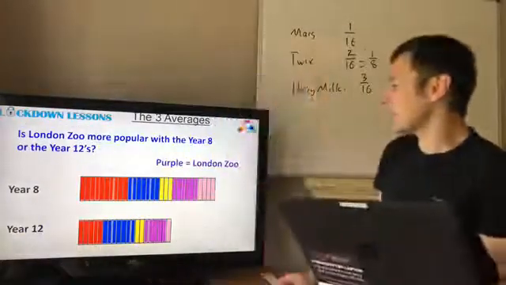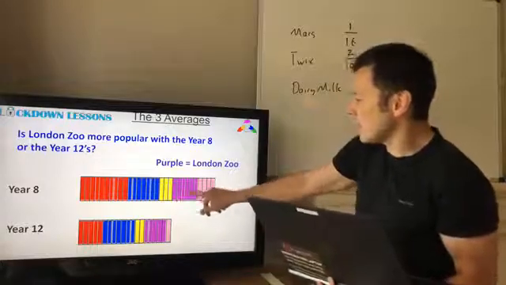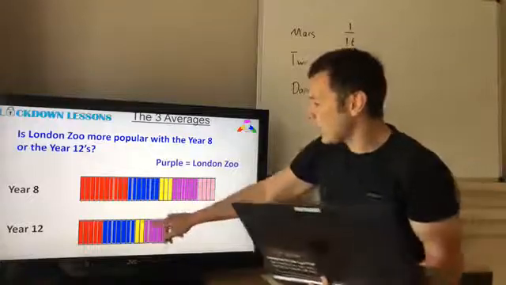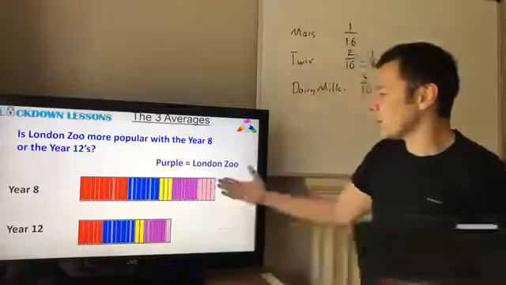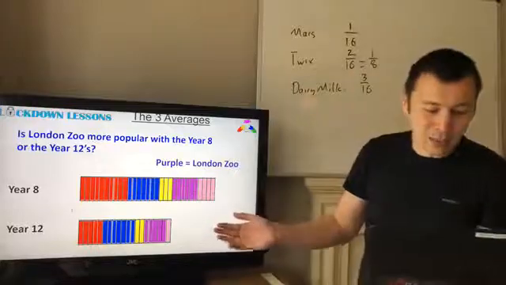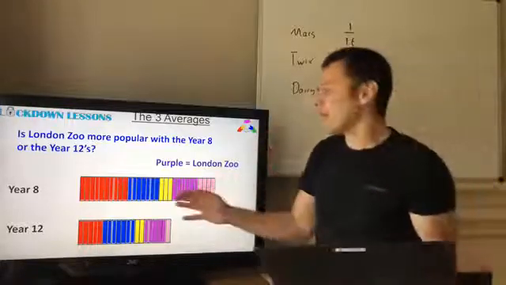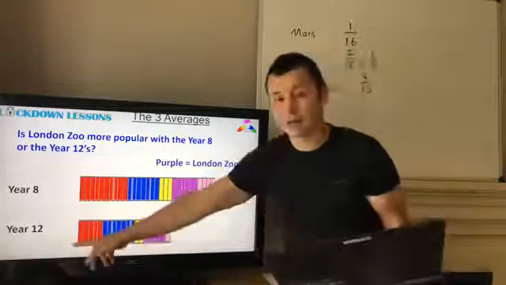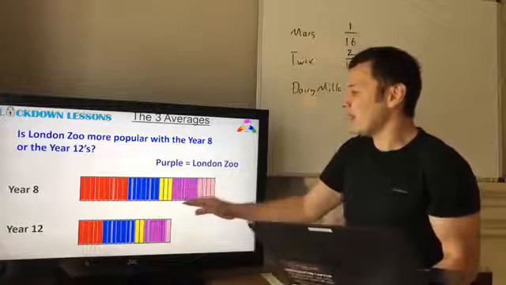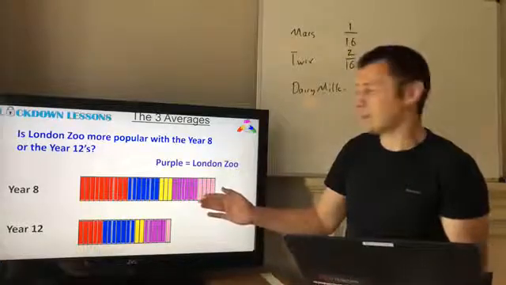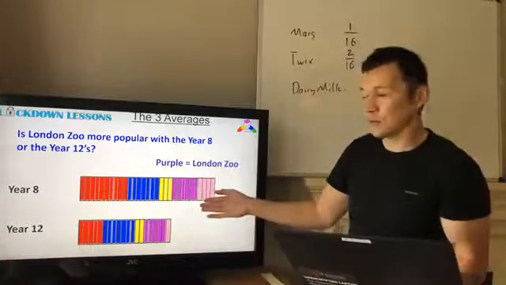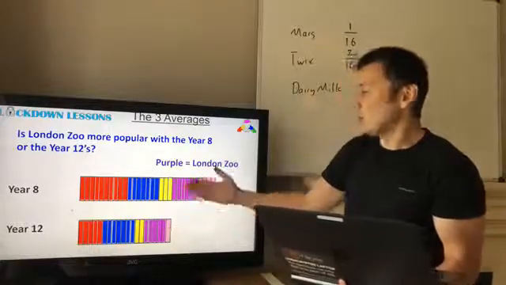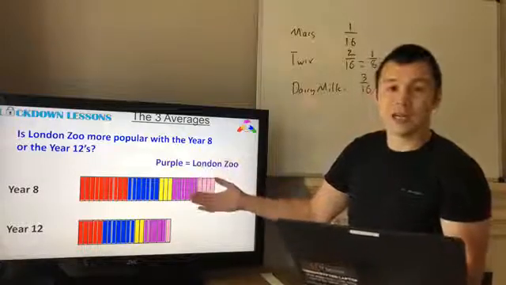So I'll put these into bars here. There's your London Zoo. Year 8 has 1, 2, 3, 4, 5, 6 of those bars, and year 12 has 5 of those bars. So according to that, it looks like it's more popular. But I don't think this is massively fair, because year 8 had a much bigger class, year 12 had a small class. Looking at that bar there, if we talk about fractions, it's a bit different. So I think it's very difficult to actually say whether it was more popular with this one or this one based on the different class sizes.